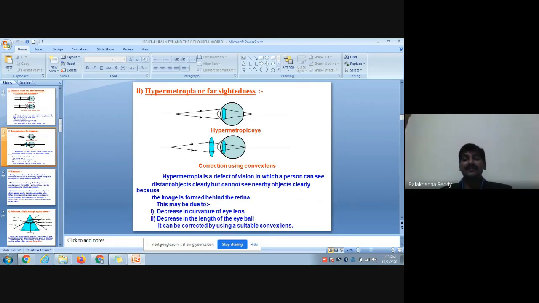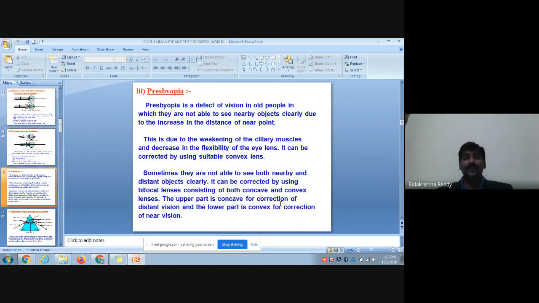This gets corrected by suitable lenses, convex lens. These are the two basic eye defects. Apart from this, we have one more eye defect, called presbyopia. Those two arise from genetic problems or vitamin problems usually.